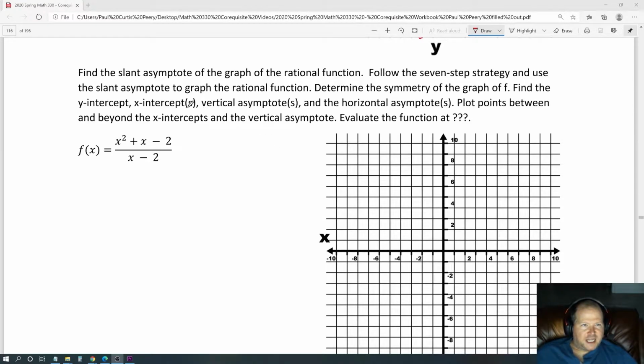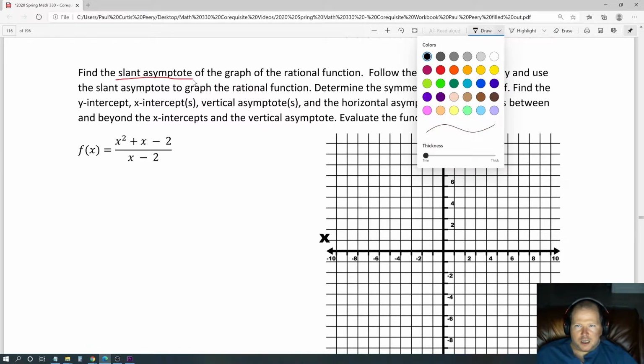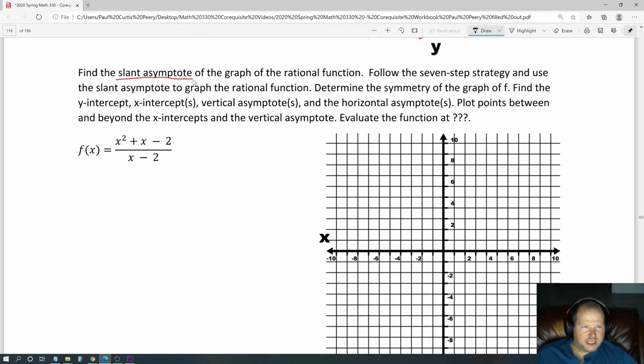All right, so find the slant asymptote of the graph of the rational function. Okay, so we're going to do the slant asymptote. This is the first time we're doing this one. Let's go back to black. We're going to follow the 7-step trend to use the slant asymptote to graph the rational function: determine the symmetry of the graph of f, find the y-intercept, x-intercept, vertical asymptotes, horizontal asymptote, plot points between and beyond the x-intercepts and vertical asymptote, evaluate the function. Whoa, okay, cool. Let's just focus on the slant asymptote first.